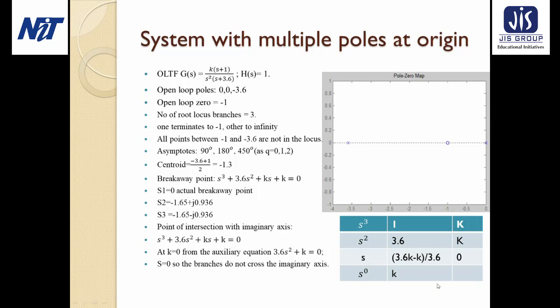After completing this Routh table, K equal to 0 from the auxiliary equation, and the auxiliary equation becomes 3.6 s square plus K equal to 0. The auxiliary equation 3.6 s square plus K equal to 0 gives the solution s equal to 0, which means that the root locus branches will not cross the imaginary axis.